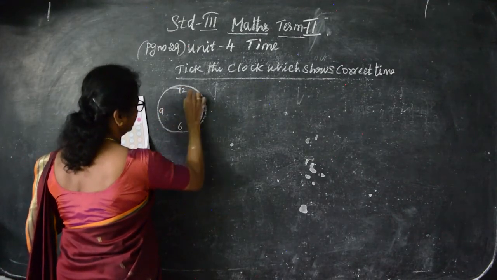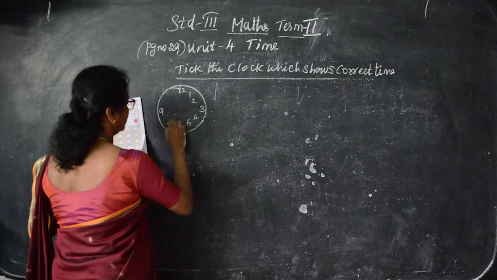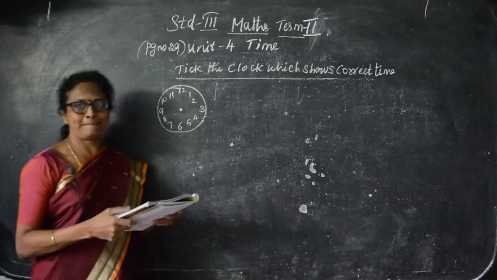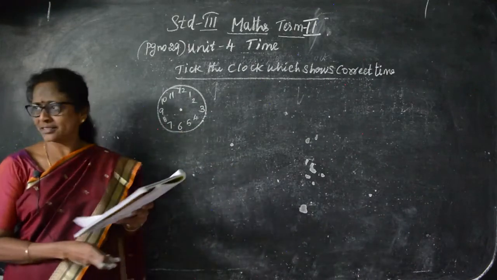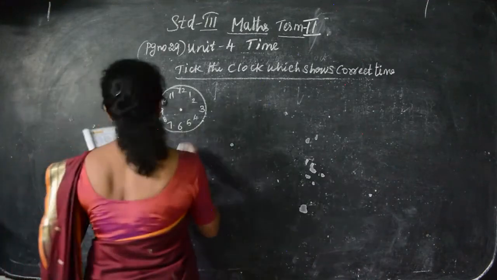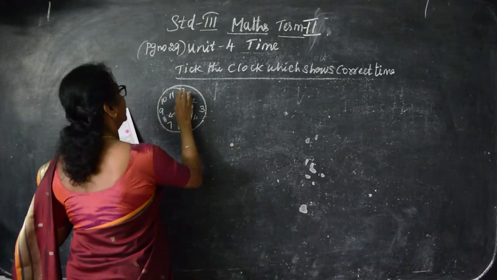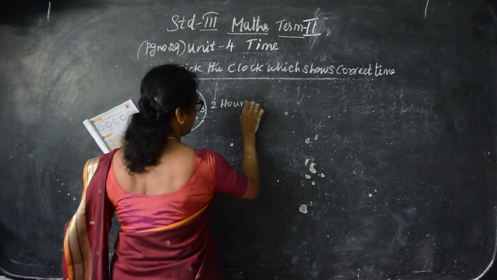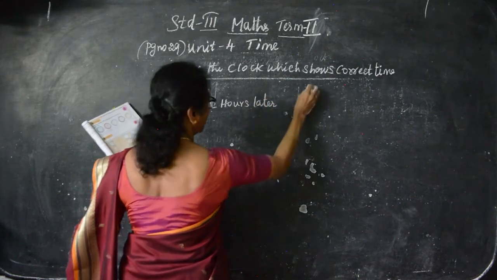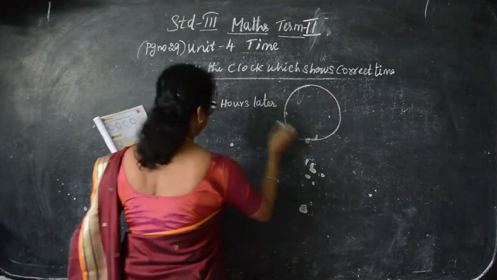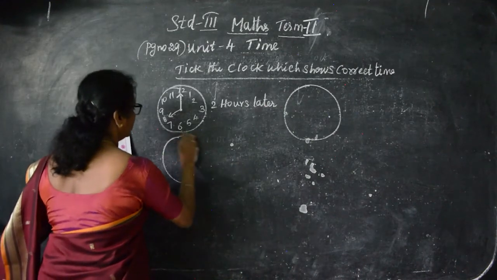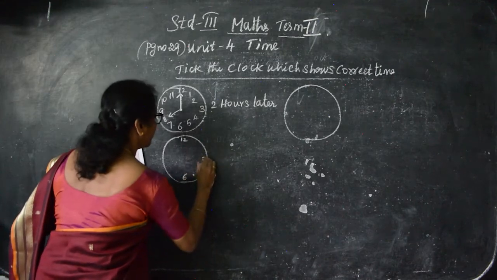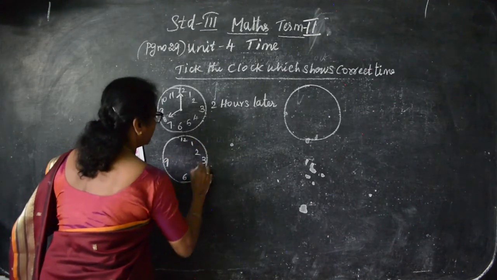3. 8 o'clock. So 2 hours later. So 2 hours later, what is the time? You draw and write the time. Then another one. Next one I'll draw. So you can draw by yourself. I don't give any options. You can draw by yourself.